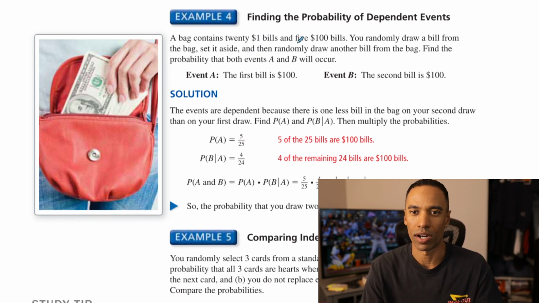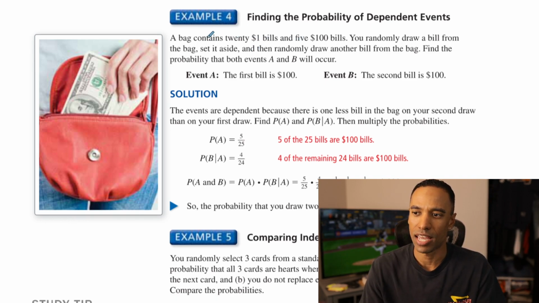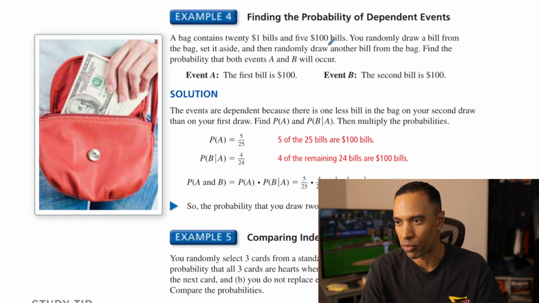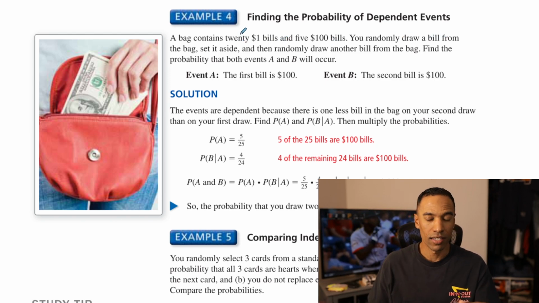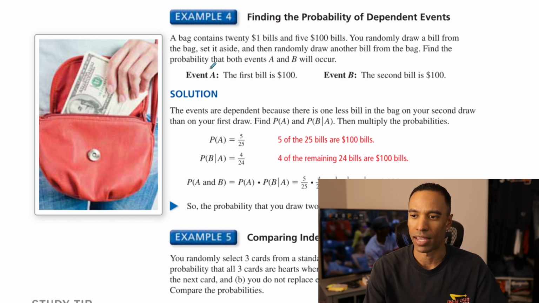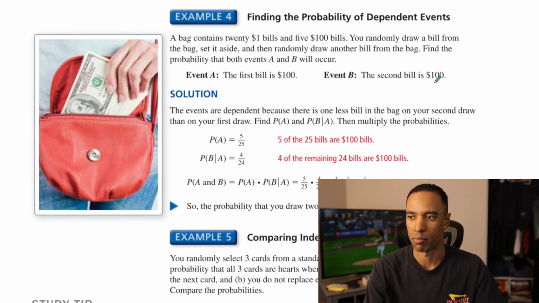Okay, here we go. Second one, on dependent events. A bag contains 20 $1 bills and 5 $100 bills. You randomly draw a bill from the bag, set it aside, then randomly draw another bill from the bag. Find the probability both events A and B will occur. First bill is $100, second bill is $100.